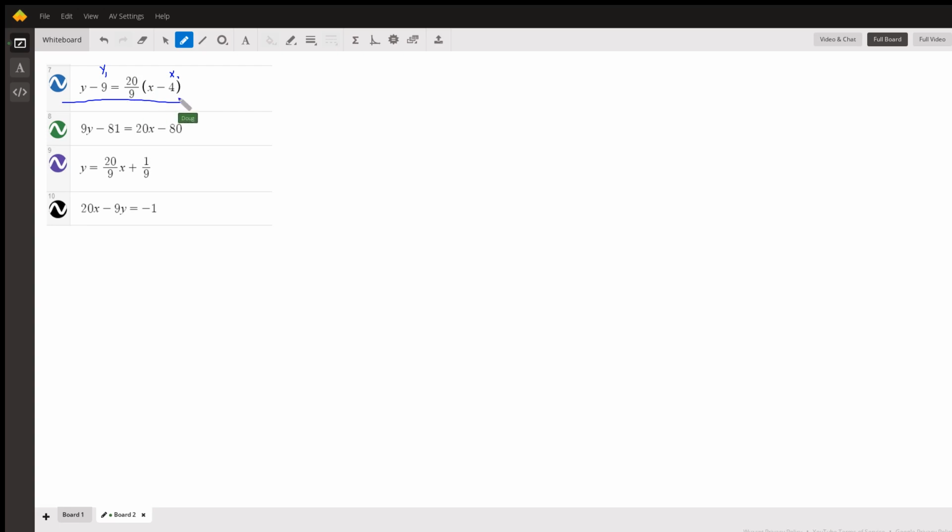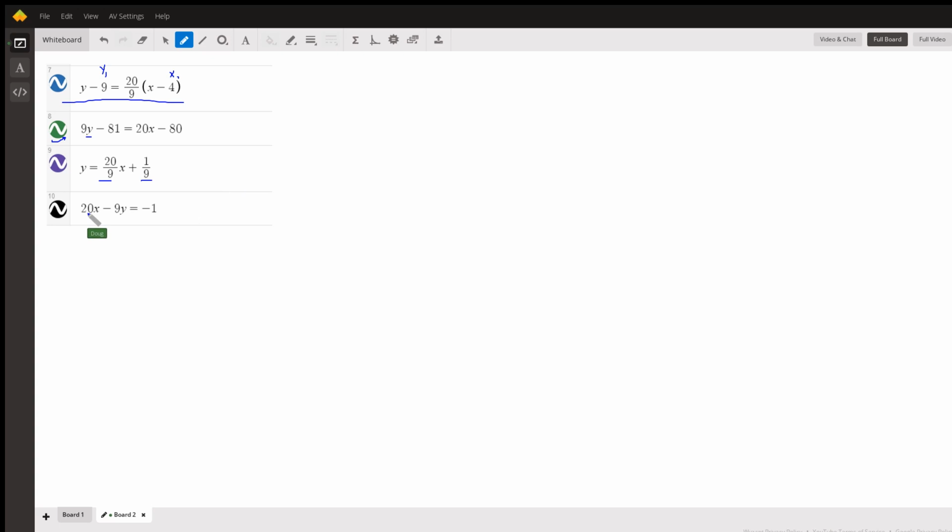That's point slope. We could write it in several different ways. Here on this line, I multiplied every term by 9, getting 9y minus 81. And if I multiply this side by 9, the 9's cancel out. I distribute the 20. If I want to, I can solve for y and have slope-intercept form. There's the slope, there's the y-intercept.